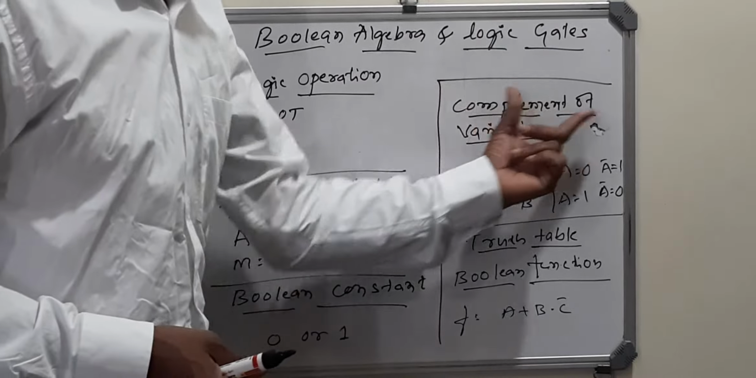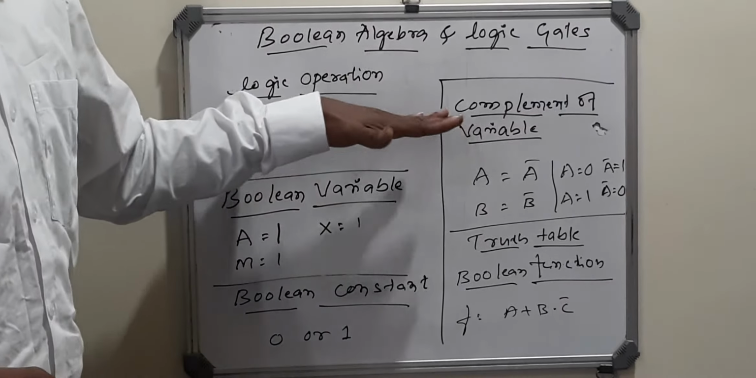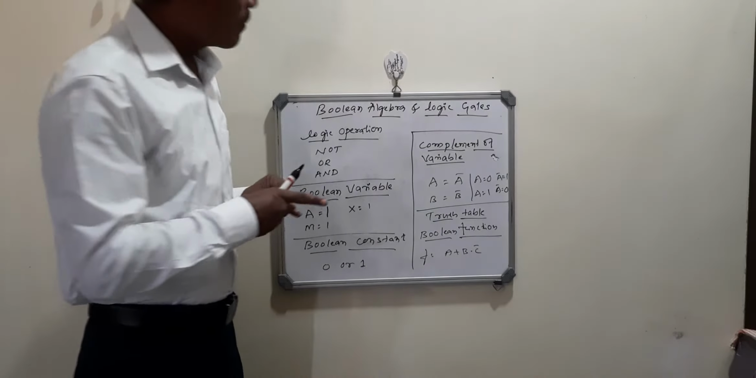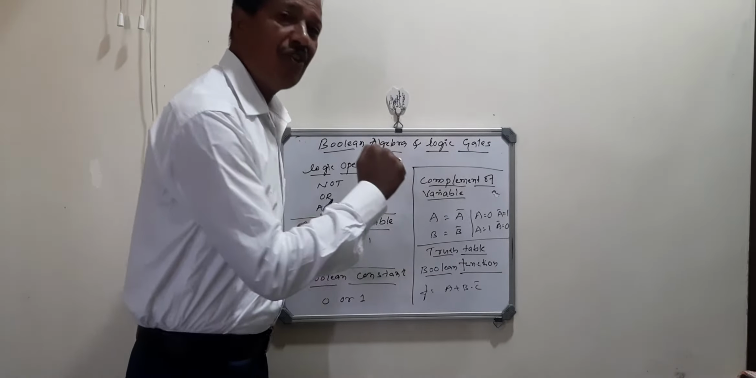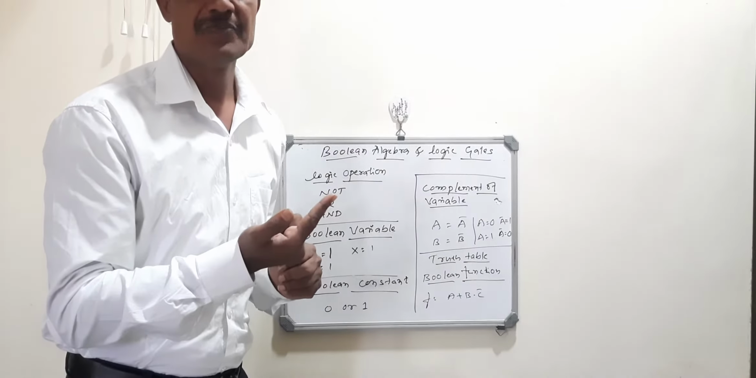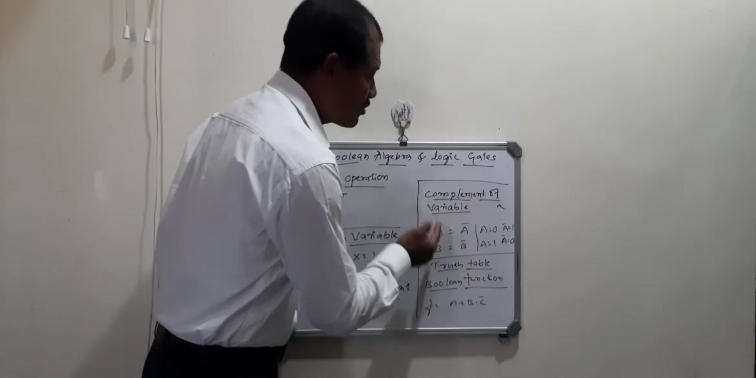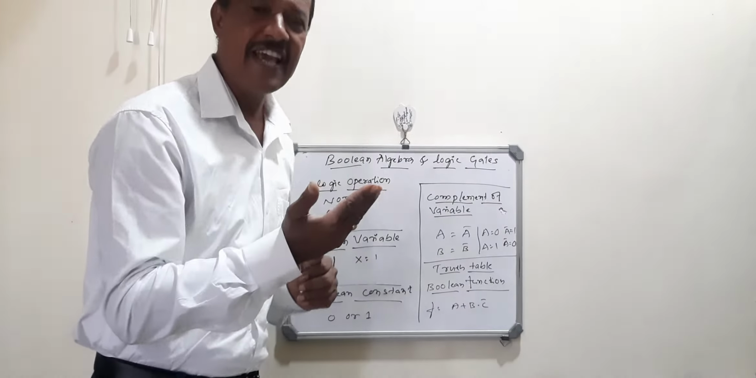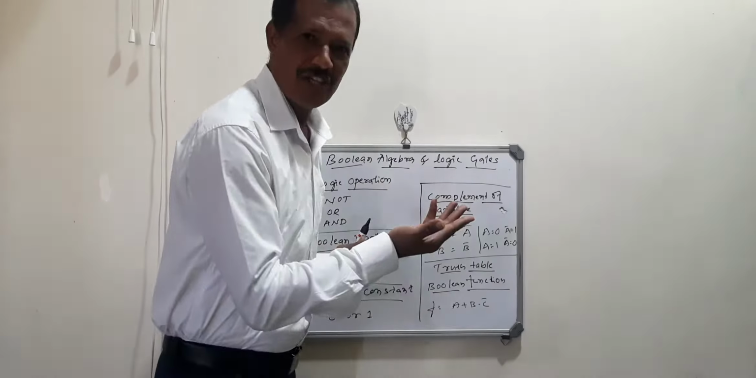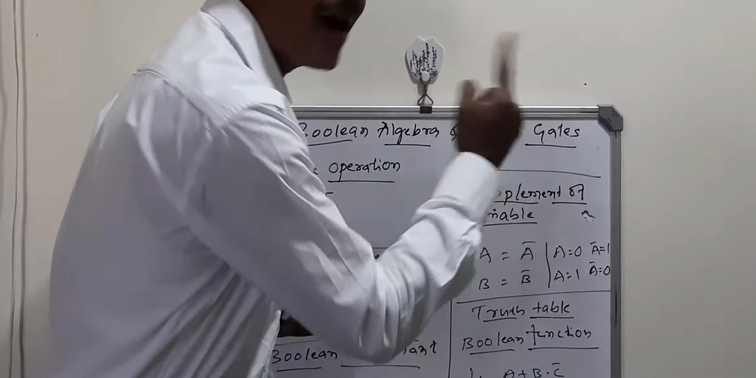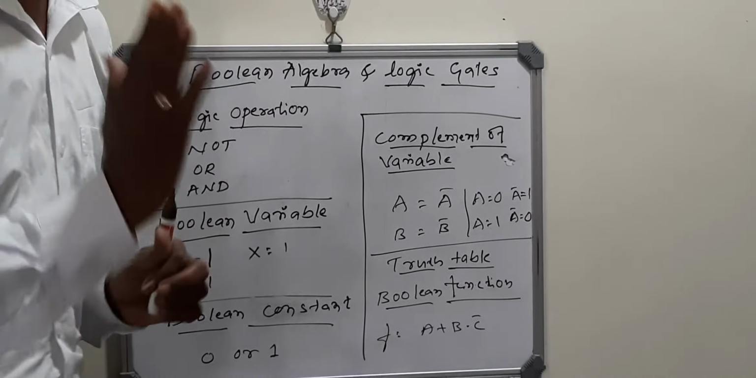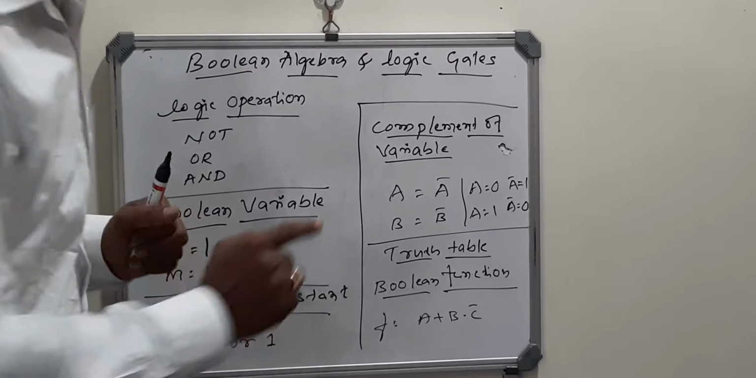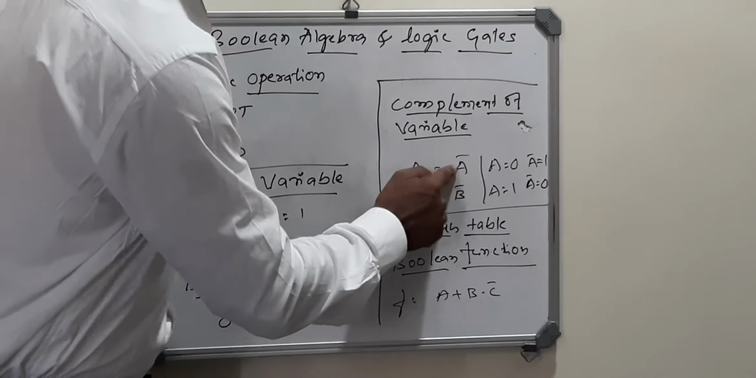So here complement of variable. So what actually is the complement of variable? So complement of variable is, here it is the opposite value of the particular variable. Okay. So here if a is equal to 0, complement of a is 1. Okay. So here it is represented by bar. Okay. So if they put a bar above the variable, that is the complement of the given variable. So here a complement is a bar.